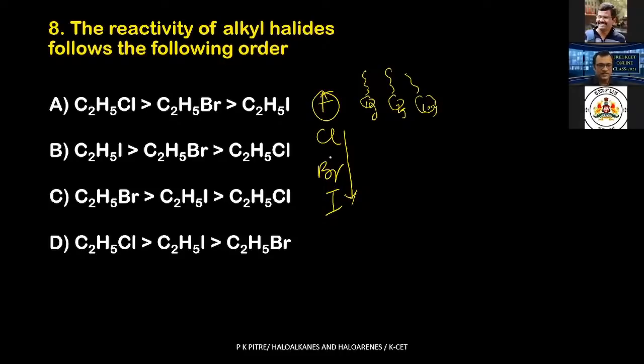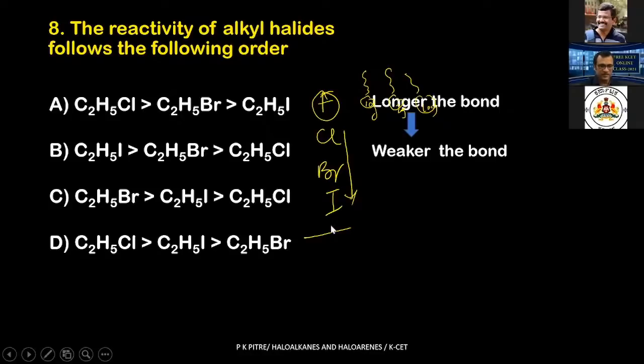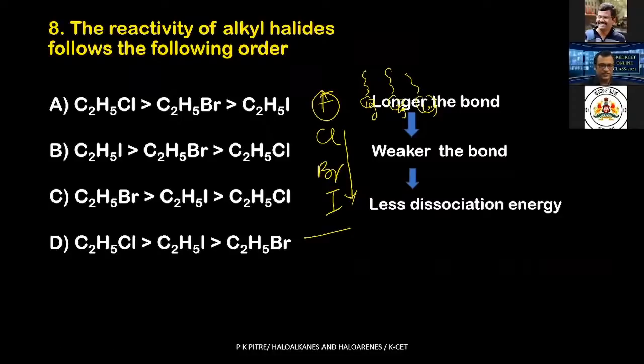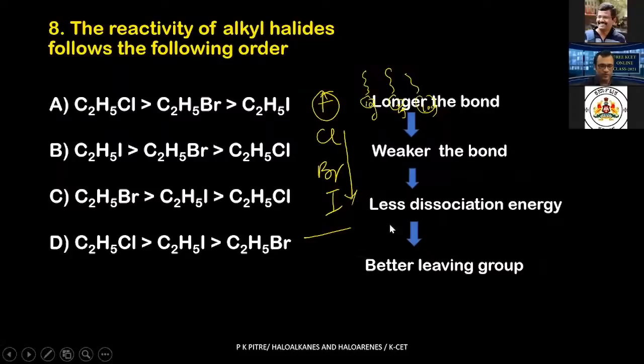Now they have asked you the reactivity, people. Reactivity in the sense of what? Who will participate in the reaction much faster? And what is the reaction? Breaking of old bonds and making of new bonds. So the one whose bond is broken faster will participate in the reaction faster. So the one whose bond is longer should be broken faster. Remember one important thing here: longer the bond, weaker the bond, less dissociation energy. And if less dissociation energy is used, better will be the leaving group because the bond will be broken faster, and more will be the reactivity.